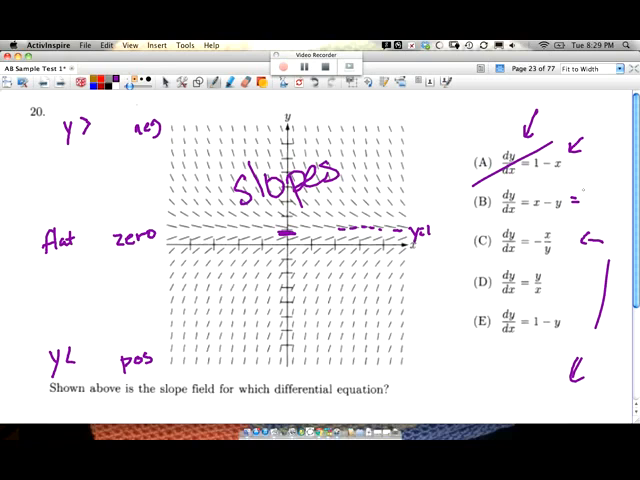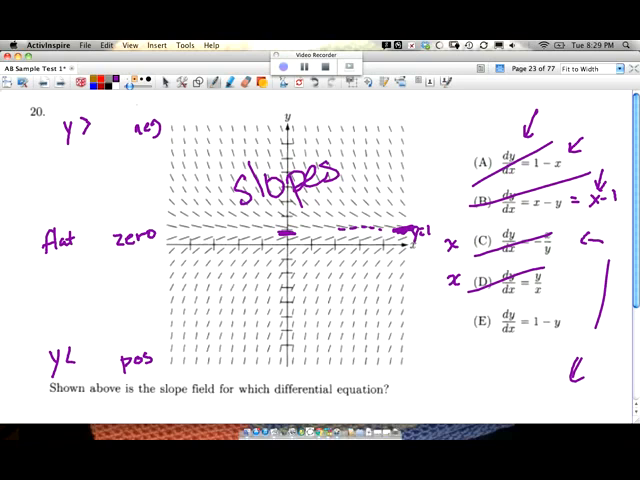For B, if I were to substitute 1 in for y, that's just x minus 1. And I could get 0, but I have this extra x, and that's kind of throwing me off. Because what if that was like 5 for x minus 1? Then it's not 0. But at 5, 1, which would be like right here, the slope is still 0. So that's out. Similarly, C and D would also be out.